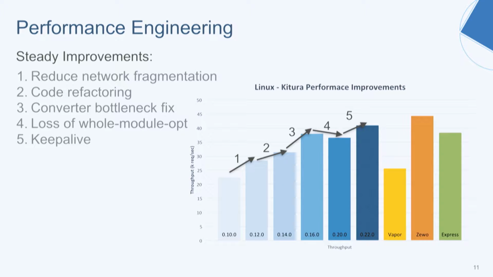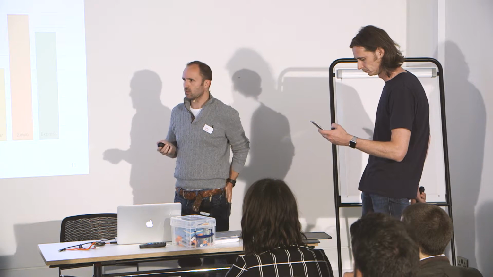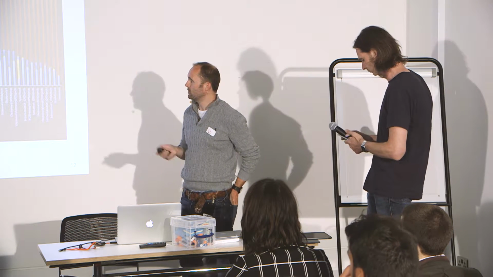And we've now got to the point that we're faster than Express.js, so we're faster than Node. And ZWoo is slightly faster than this. Vapor, one of the other Swift frameworks, is a fair bit slower. So this probably isn't that interesting because it's just the work that we've been doing, but hopefully this is.